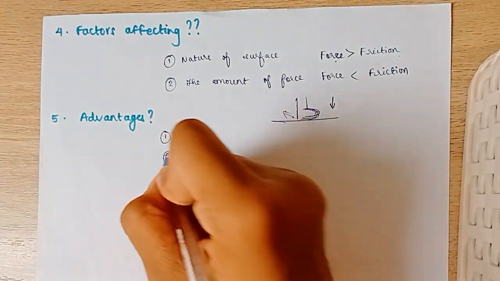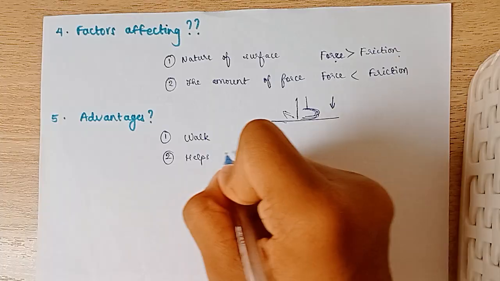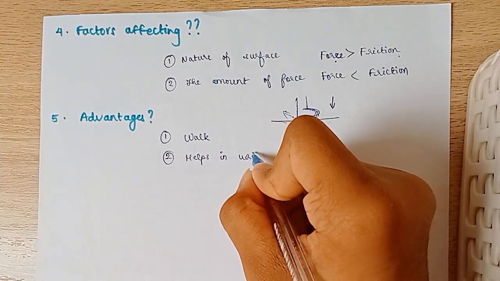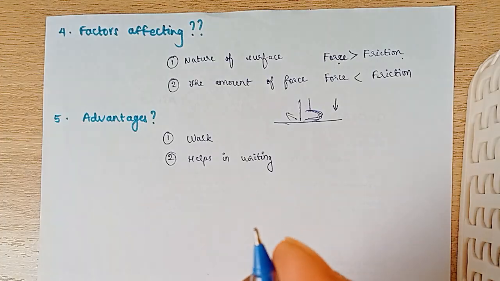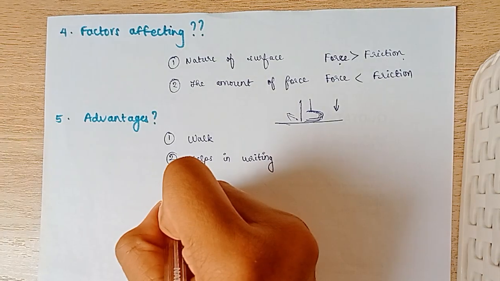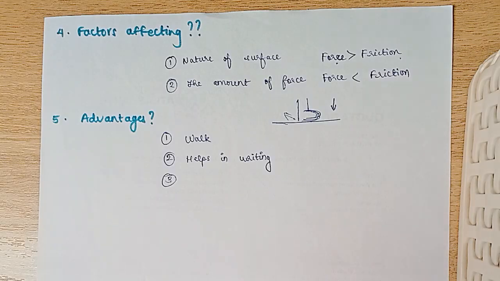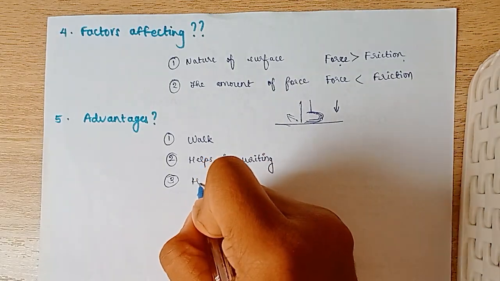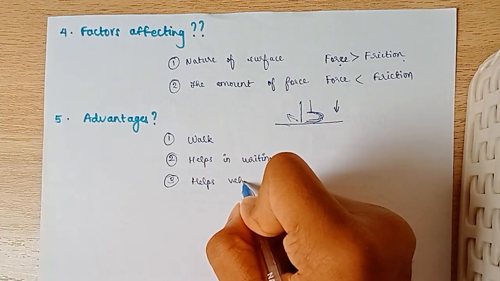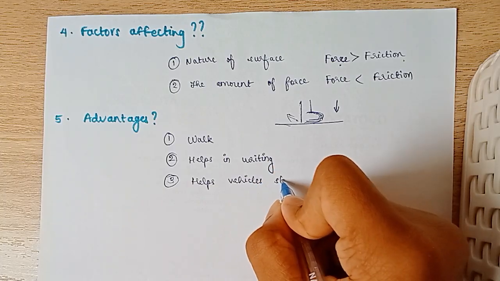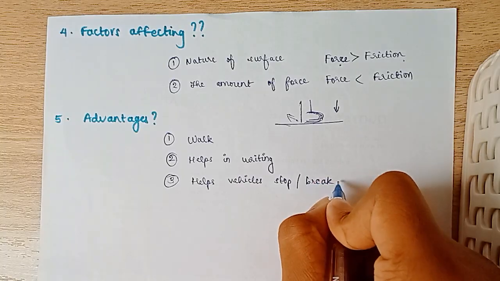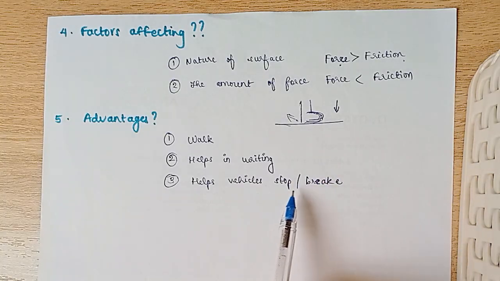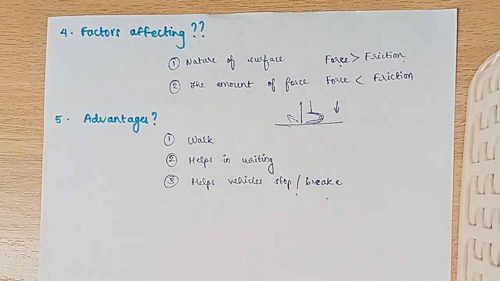Now, the second is it helps in writing. When we write, there is a force of friction that acts on the nib of the pen and the surface of the paper. And the third advantage is it helps vehicles to stop or brake. These are the advantages of friction.